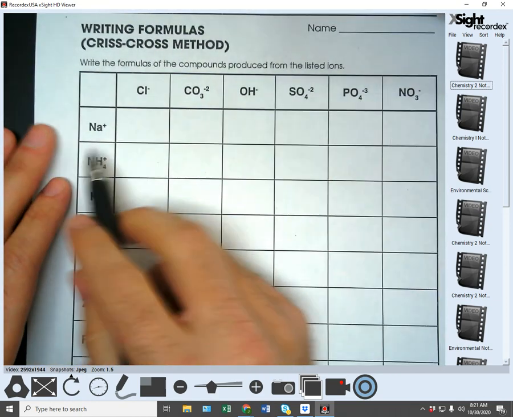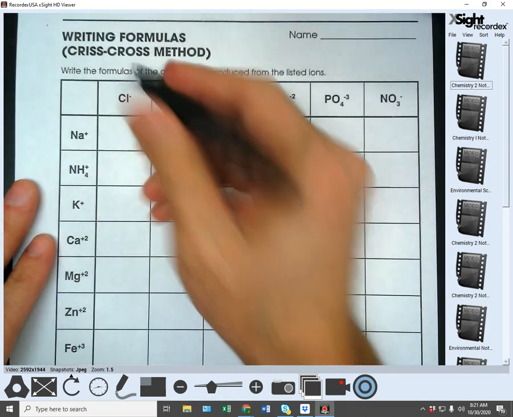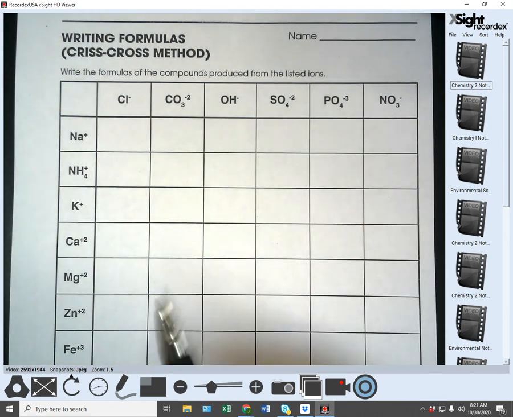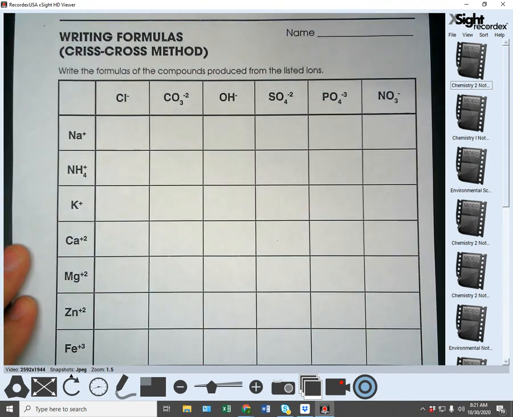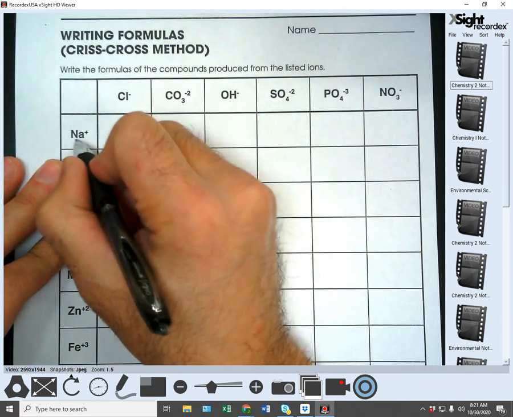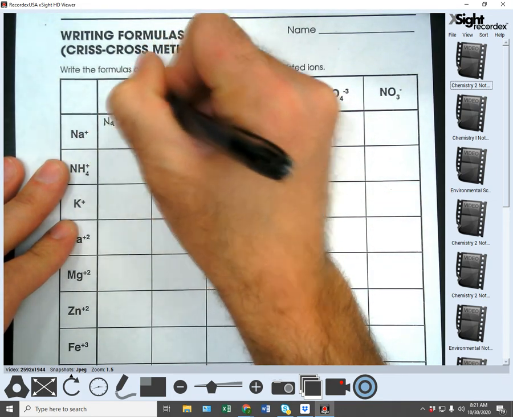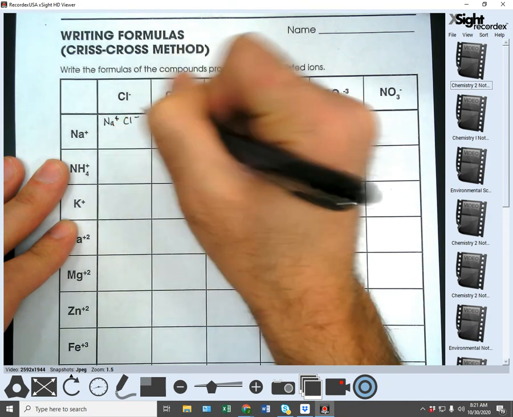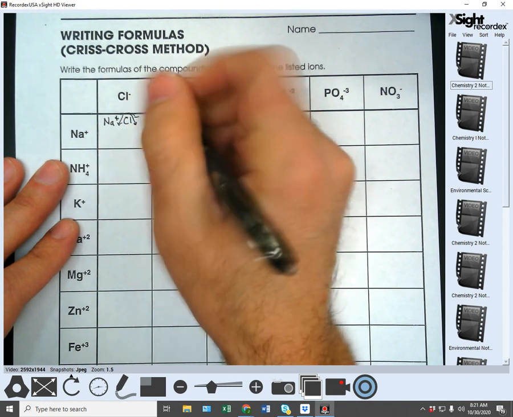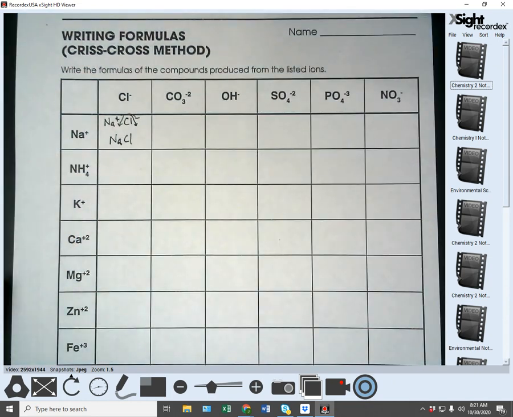Okay. So all you're doing here is this is like a grid. You're combining the cation with the anion. Okay, and the cation always comes first. The positive thing always comes first. So here, you've got Na, and from the anion up here, you've got Cl negative. And then you're just reducing if you can. If not, then you're just crossing down. So we get NaCl.